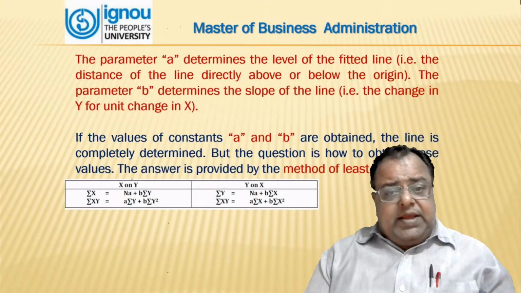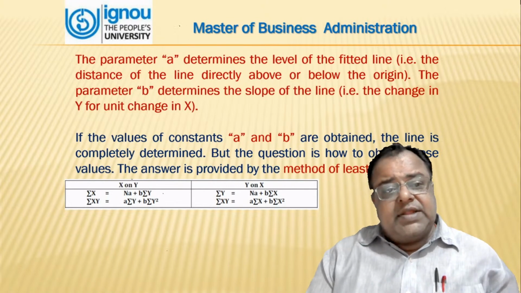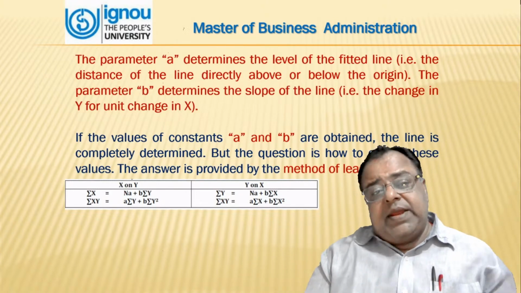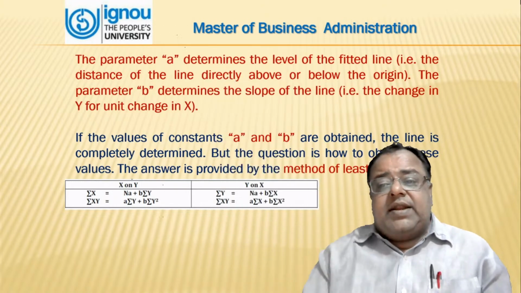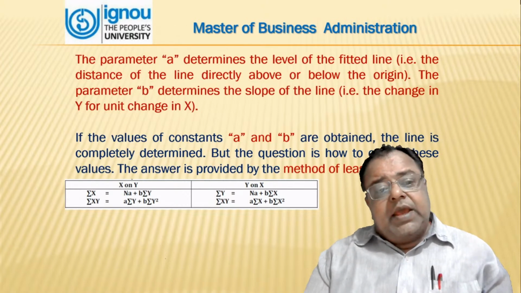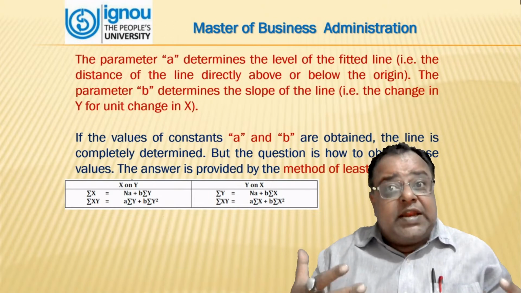The parameter a determines the level of the fitted line, that is, the distance of the line directly above or below the origin. The parameter b determines the slope of the line, that is, the change in y for unit change in x. If the values of constants a and b are obtained, the line is completely determined. But the question is how to obtain these values. The answer is provided by the method of least squares.